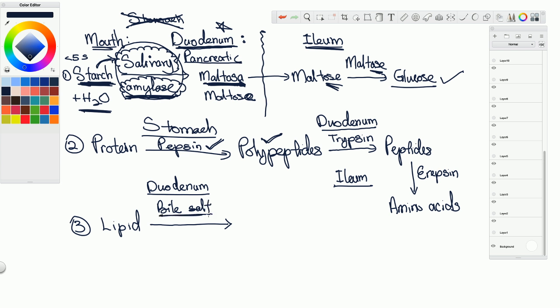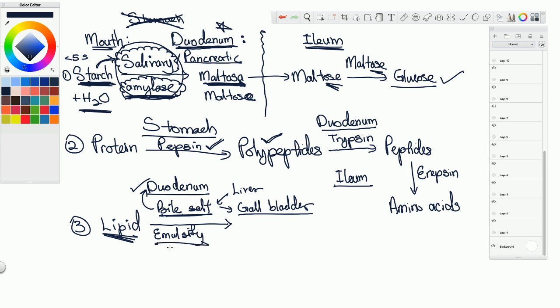This is produced by the liver and stored in the gallbladder temporarily. Once oil, lipid, or fat enters the duodenum, this bile salt will be secreted from the gallbladder and enter the duodenum. Its function is to emulsify.